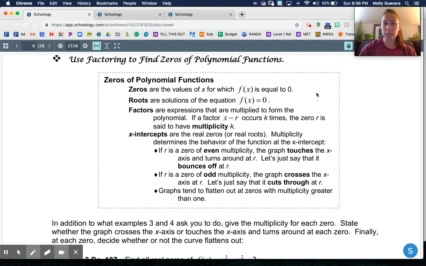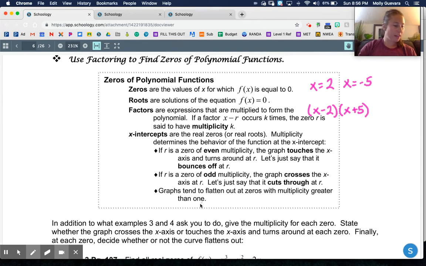Factors, now this is really important. So let's say that I have a 0 at x equals 2 and x equals negative 5. Just making stuff up, okay? Factors are expressions that are multiplied to form a polynomial. So when I ask you what the factors are, this is when we write x minus 2, because I always switch the sign, and x plus 5. Those are my factors. Okay, so even though these are the zeros, these are the x-intercepts. These are my factors.